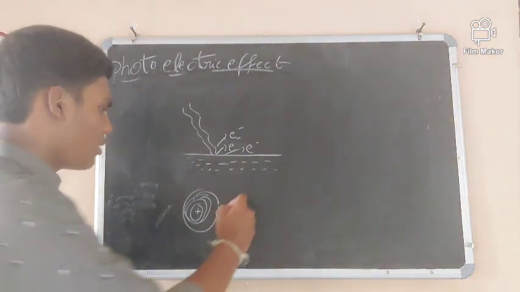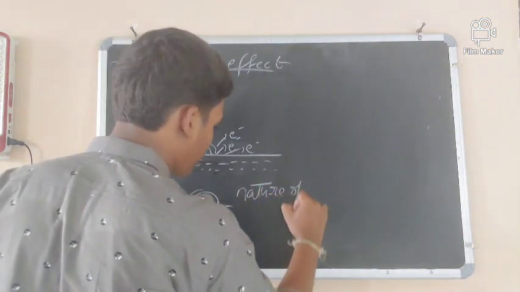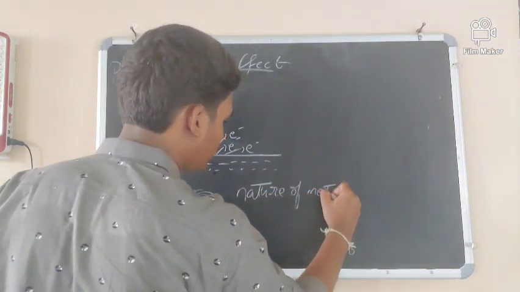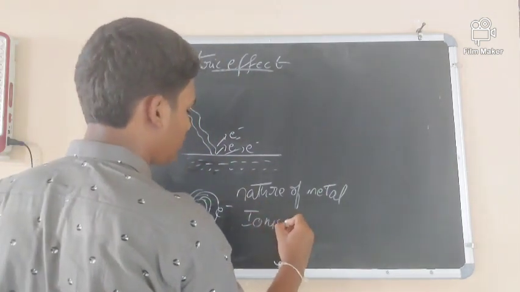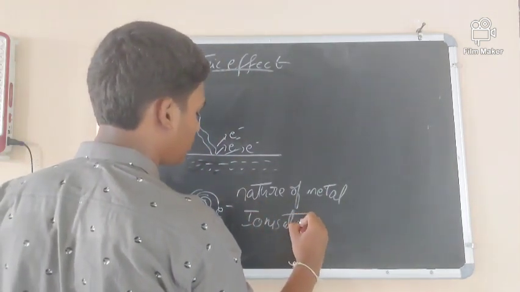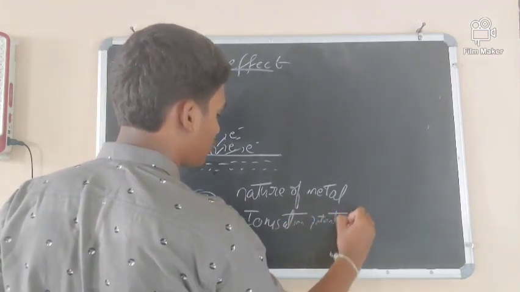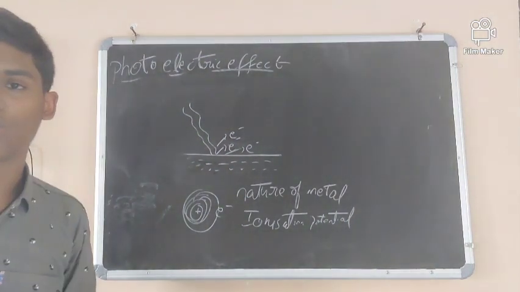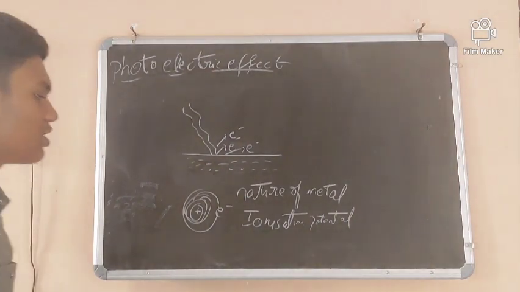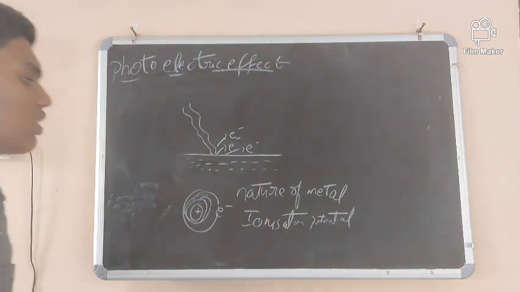It mainly depends upon the nature of the metal and the ionization potential. If the ionization potential is less, then less energy is required to take out the electron.